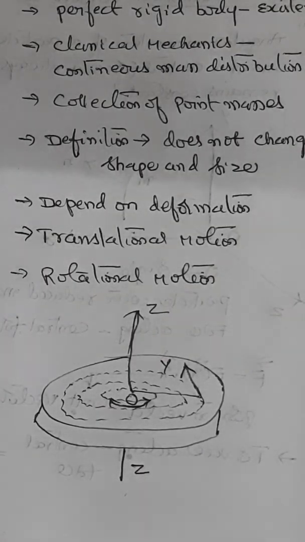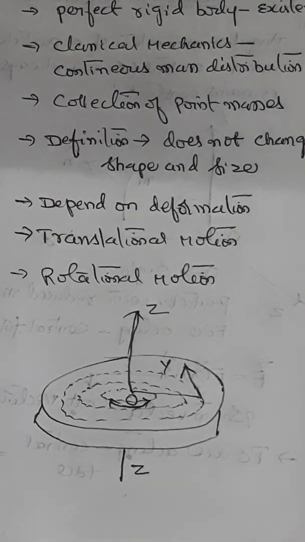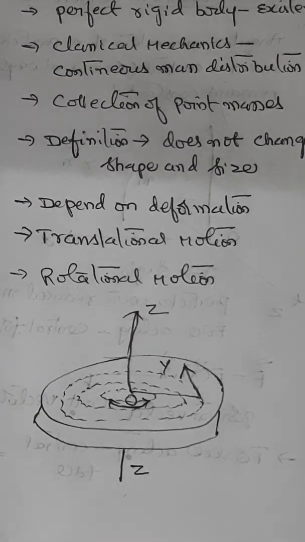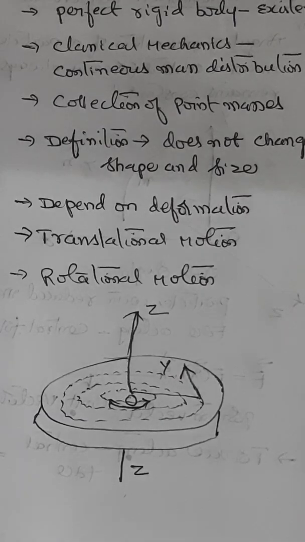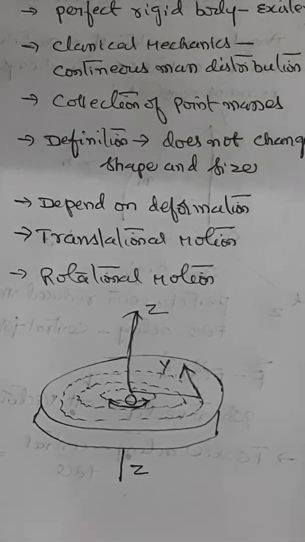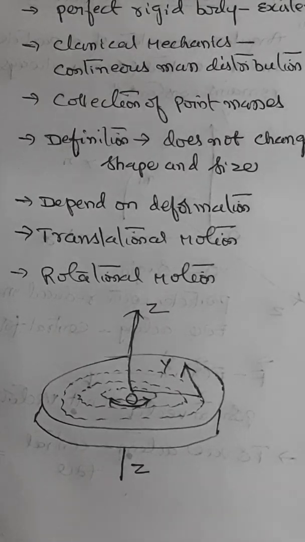Thus, we can conclude that when you talk about translational motion, the rigid body performs pure translational motion when each particle of the body undergoes the same displacement in the same direction in a given interval of time. Whereas when you talk about rotational motion, the rigid body performs pure rotational motion when each particle of the body moves in a circle and the centers of all the circles lie in a straight line, which is called the axis of rotation. This is what you need to know about rigid body movement.